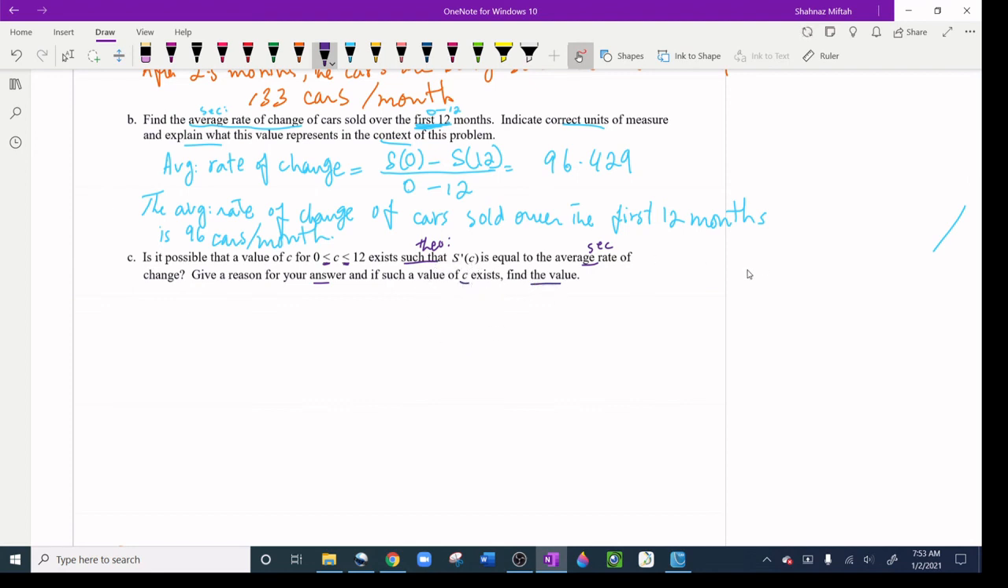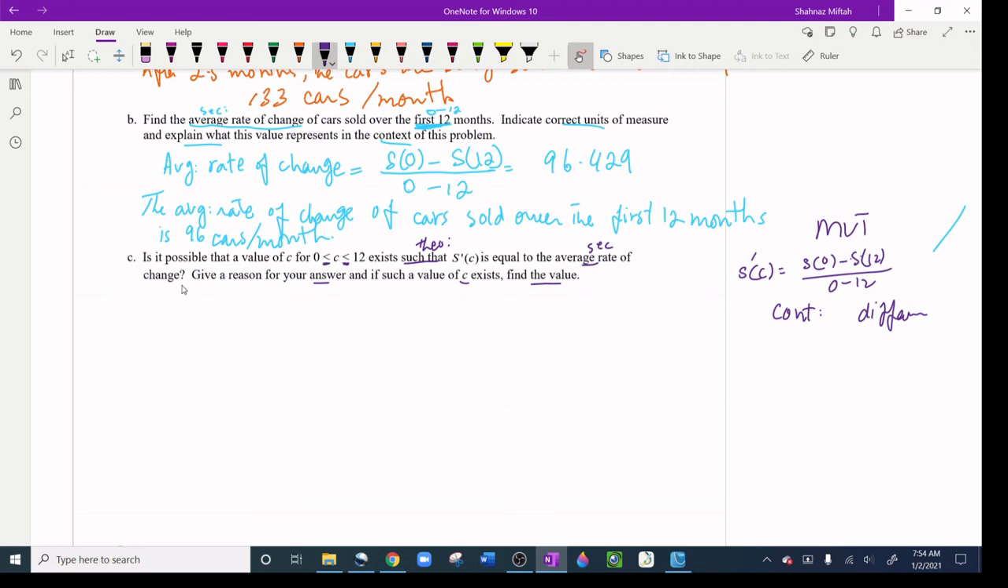They said S prime C is equal to the average rate of change, like S of 0 minus S of 12 over 0 minus 12, because that's what they said, 0 and 12. So this is the mean value theorem. What are the conditions of the mean value theorem? It has to be continuous and differentiable, and if that's the case, I can apply it.